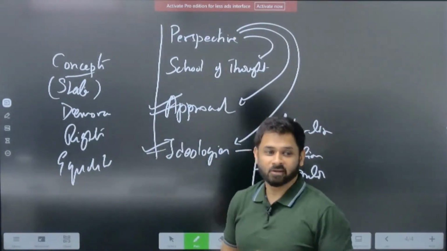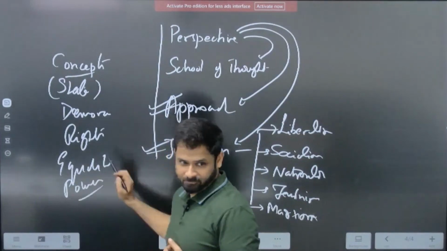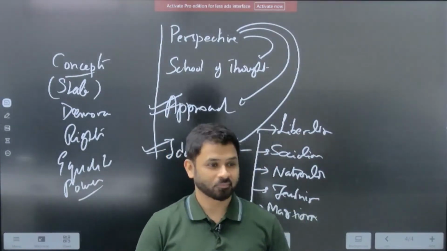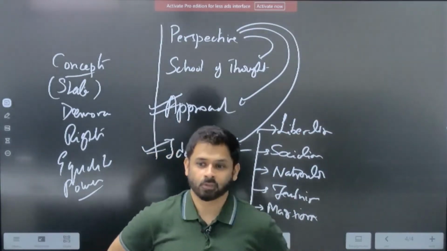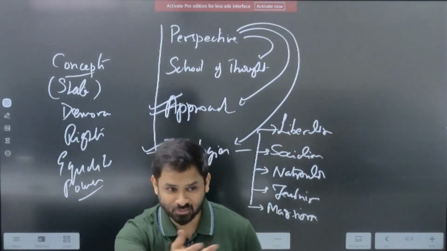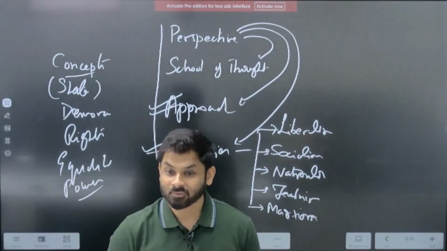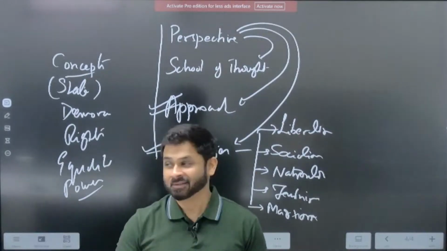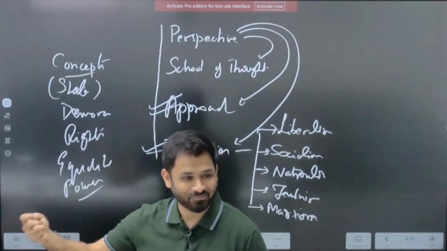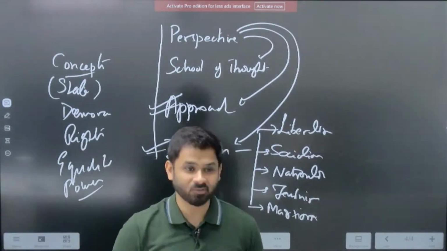There is a theory on power also. Power is also a concept, right? I mentioned power, authority. Who has the power? In different societies, different people will have the power. In India, who has the power? People have some power. Mr. Ambani, Mr. Adani also have some power. Government also has some power. Some power is there with bureaucrats.